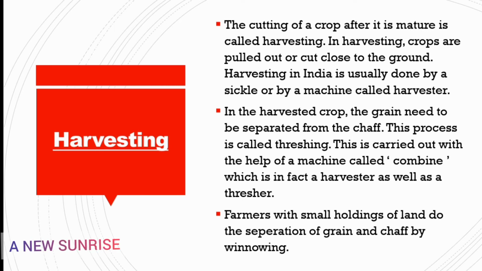Next comes harvesting. The cutting of the crop after it is mature is called harvesting. In harvesting, crops are pulled out or cut close to the ground. Harvesting in India is usually done by a sickle or by a machine called a harvester. In the harvested crop, the grain needs to be separated from the chaff. This process is called threshing. This is carried out with the help of a modern equipment called a combine, which is in fact a harvester as well as a thresher because it does the job of both. Farmers with small holdings of land do the separation of grains and chaff by the process called winnowing.